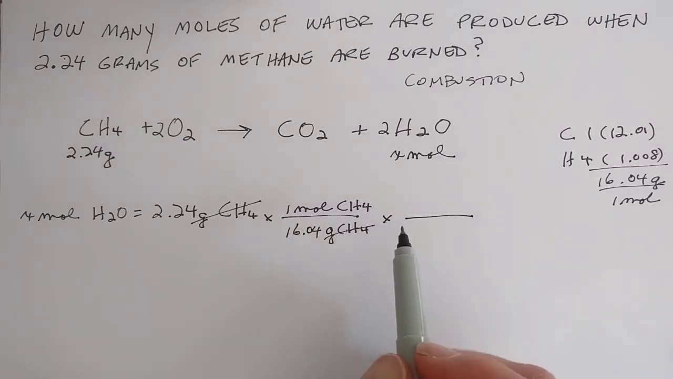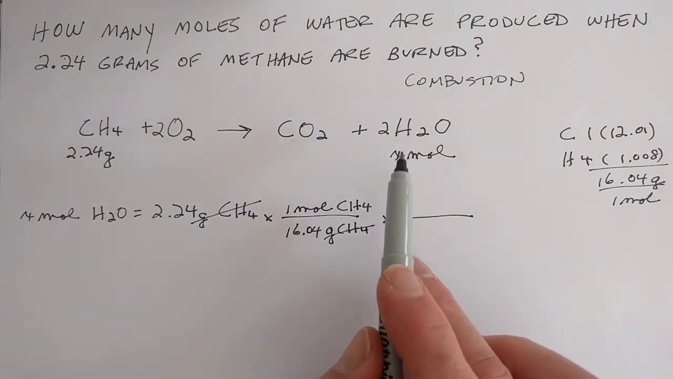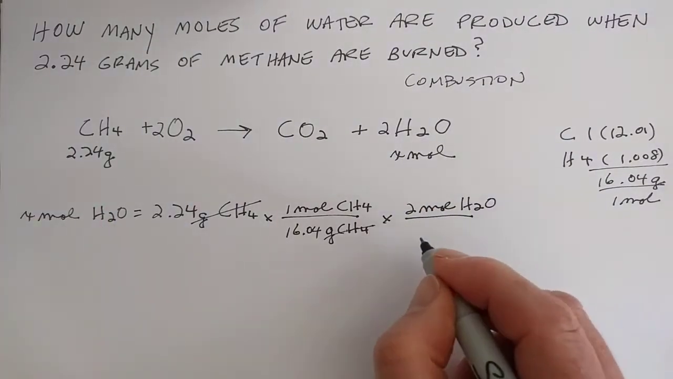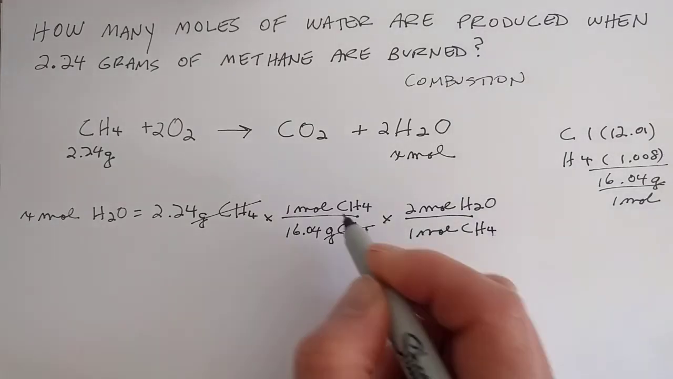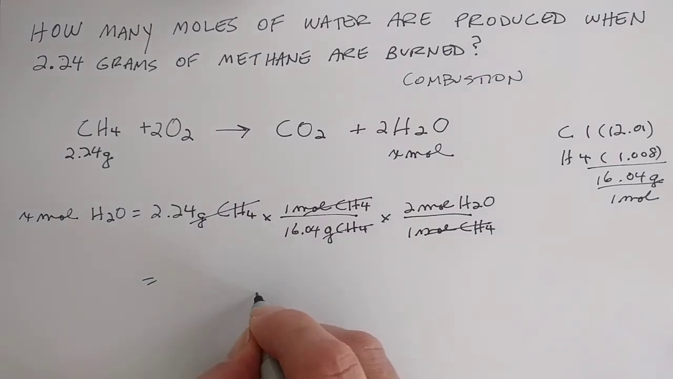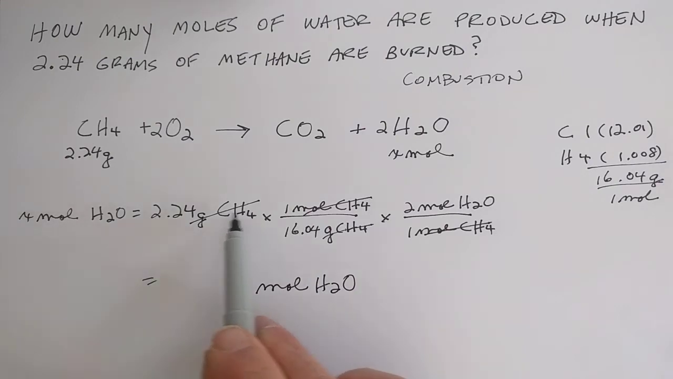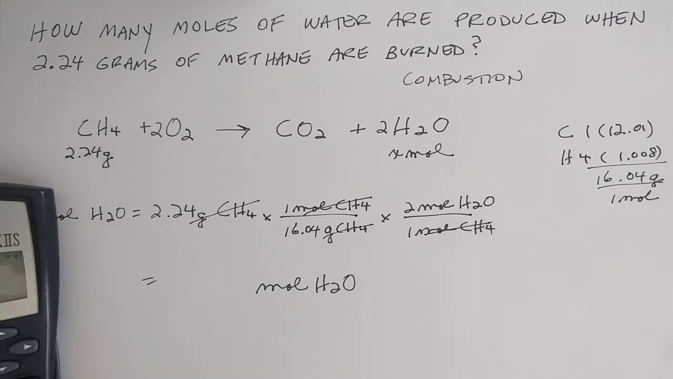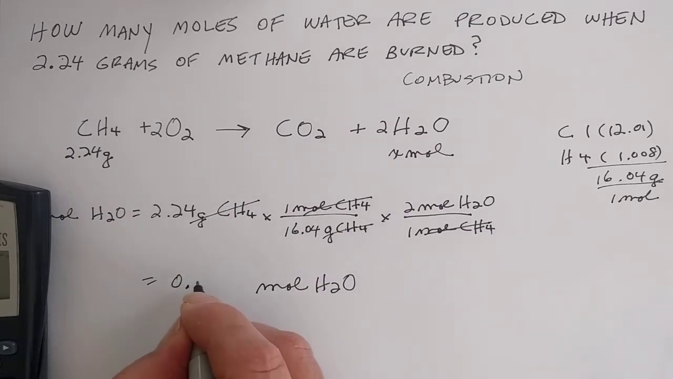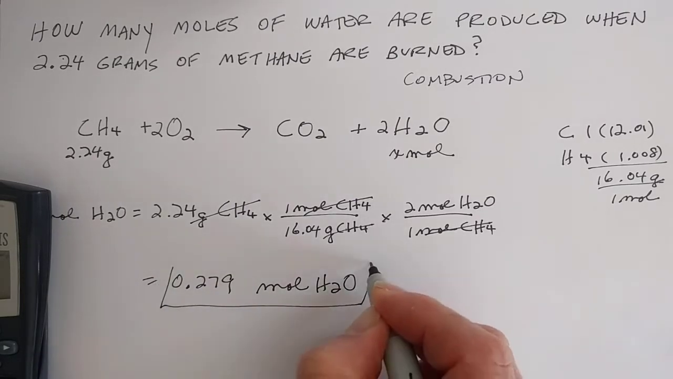Now we use our mole ratio from the coefficients. And our coefficients let us know we have 2 moles of H2O for every 1 mole of CH4. Cancel out the moles of CH4. We're looking for moles of H2O. We have the units of H2O, so we can put in our unit. And now multiply any numbers in the numerators, divide by any numbers in the denominators. So we have 2.24 divided by 16.04 times 2 equals, and check sig figs, 3 sig figs, 4 unlimited, so 3 sig figs, so our answer is 0.279 moles of H2O.